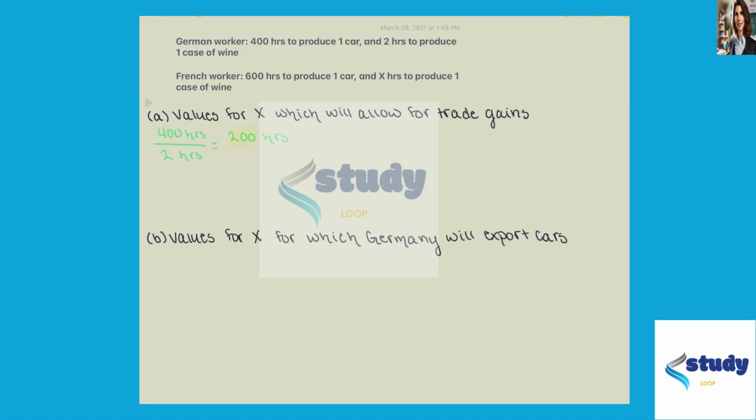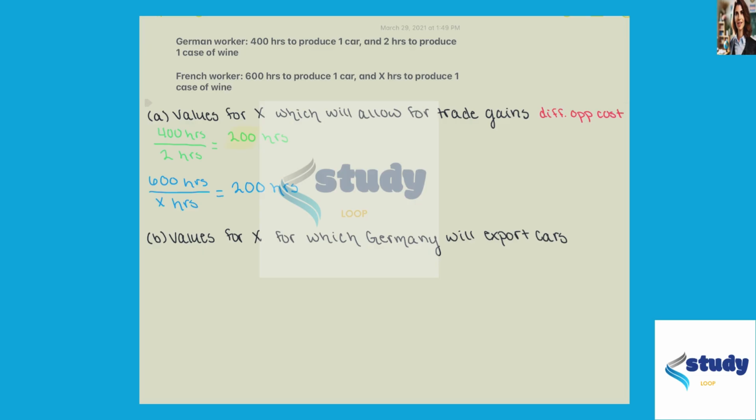So now if we wanted to calculate the same ratio but for these French workers, we're going to take the 600 hours that we know it takes them to produce a car, because that was given to us, divided by X hours to produce a case of wine. And we're going to set this equal to that 200 hours that we just found for Germany. Because if this ratio is equal to 200, that tells us that they have the same opportunity costs. But what we know for trade gains to occur is that we must have differing opportunity costs. If the opportunity costs are the same between the two countries, there will be no benefit to trade.